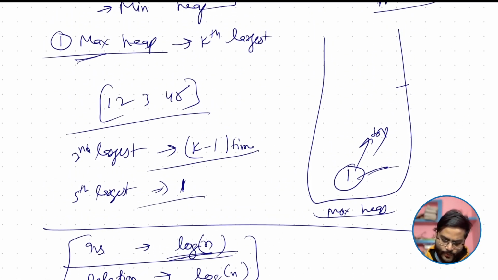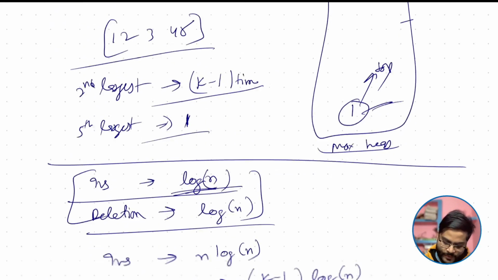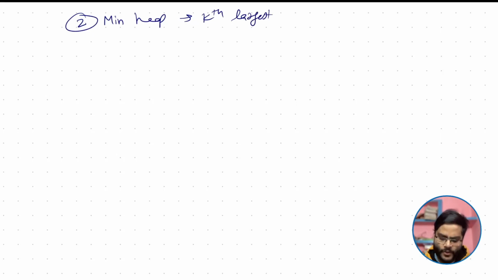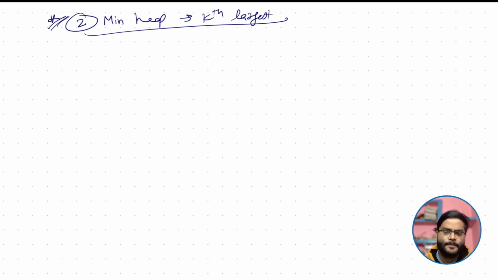Okay, so if you want to find kth largest using max heap, you can do it like this. Now, if you want to use min heap to find kth largest, please take care of this, because this is the optimal one. So if you want to find kth largest using min heap, let's take the same example, 1 3 2 4 5.